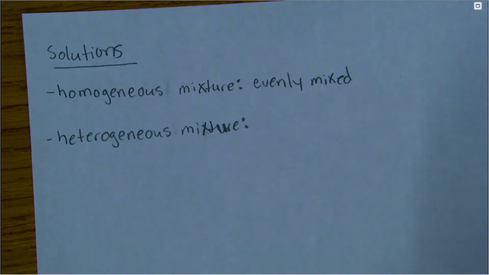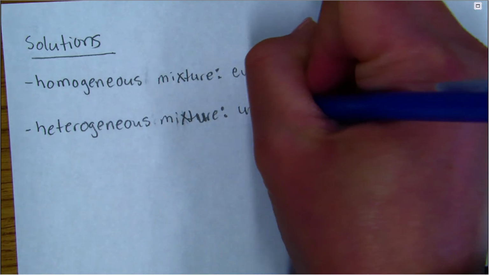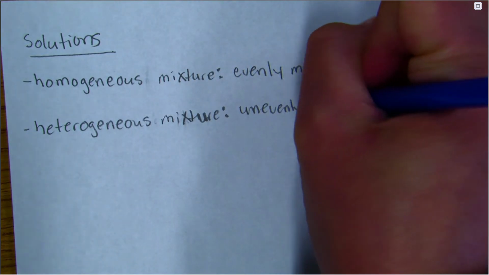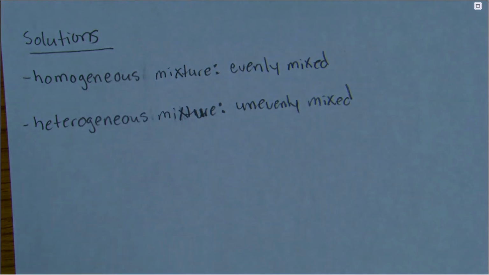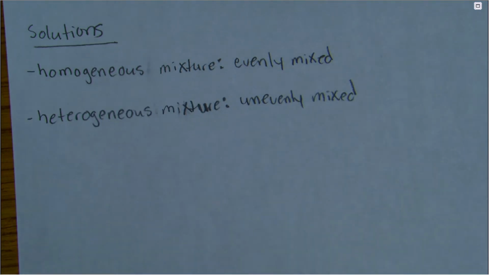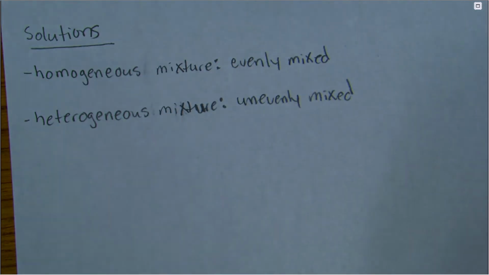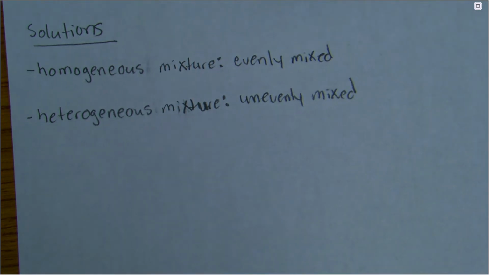A heterogeneous mixture is going to be unevenly mixed. Okay, so an example of a heterogeneous mixture that you may have talked about in a previous science course is, say, orange juice with pulp. So when you take a sip of orange juice with the pulp, you may get more pulp in the first sip than you do the second sip, or vice versa.